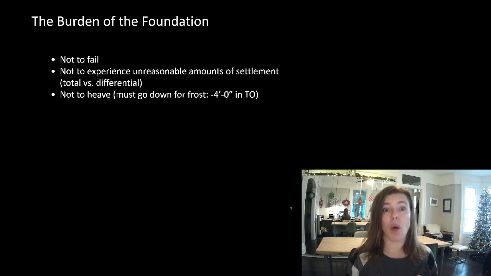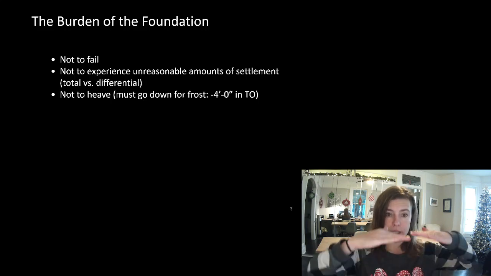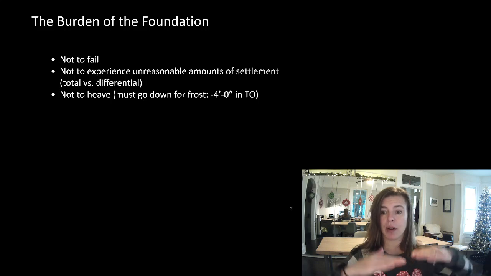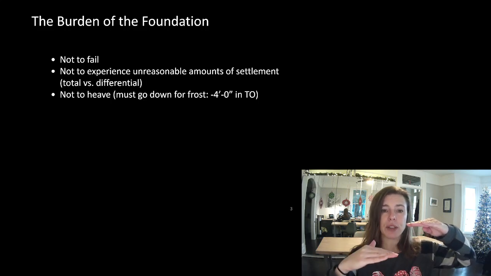So the burden of the foundation. Well, obviously we don't want it to fail. We need it not to experience unreasonable amounts of settlement. So this would be two different things we worry about. There's the total settlement of the building, which has a particular criteria, and then there's differential settlement.